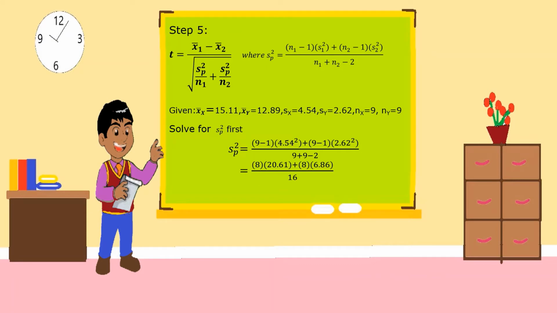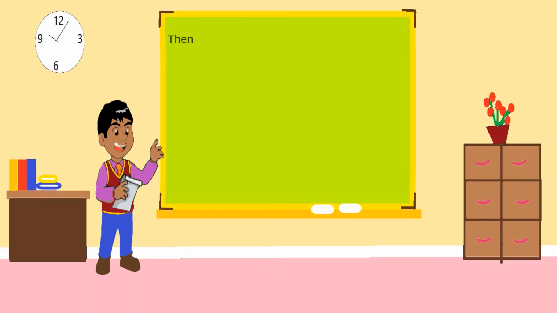So we have here 8, that's from 9 minus 1. And the square of 4.54 is 20.61. And the square of 2.62 is 6.86. So 9 plus 9 minus 2 is 16. So we have 164.88 plus 54.88 over 16. And to simplify that, we have 219.76 over 16, or we have 13.74.